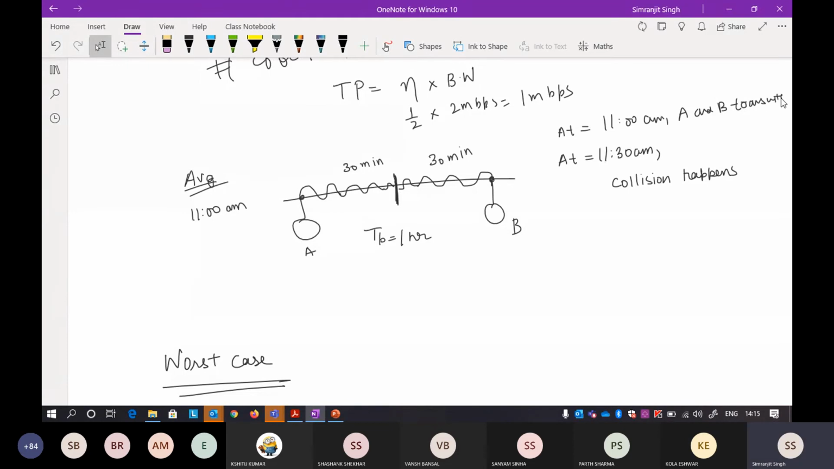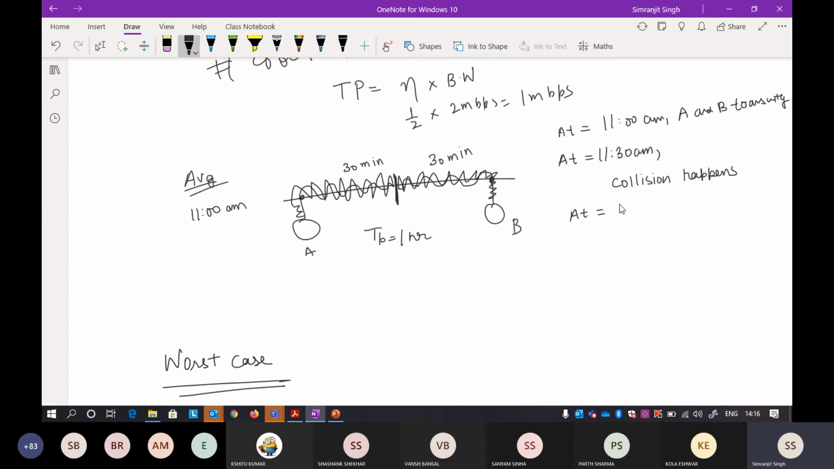Okay, now what happened? When the collision happens at 11:30 a.m., at what time will they actually see the collision signal? The collision signal will go back towards the station, in the same way as the signal went forward.